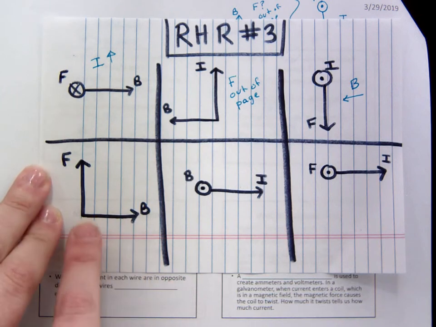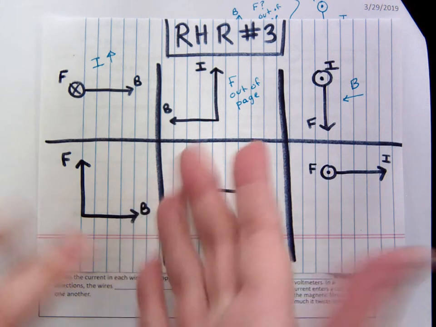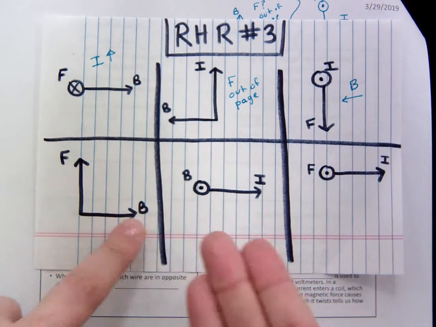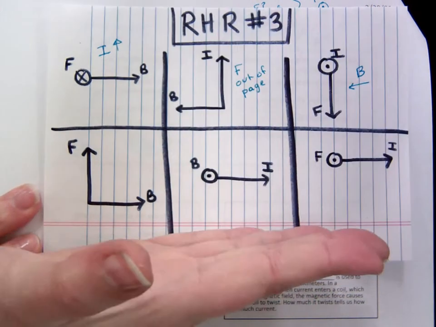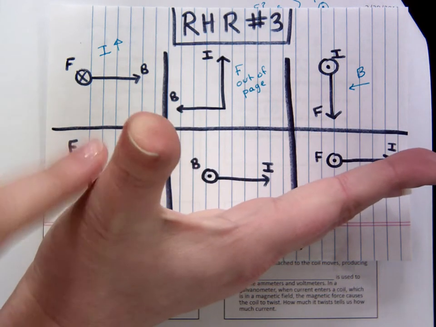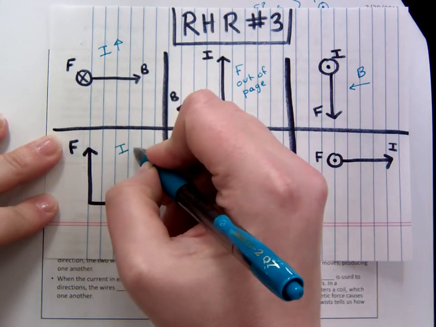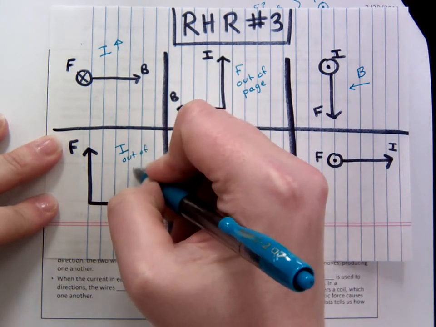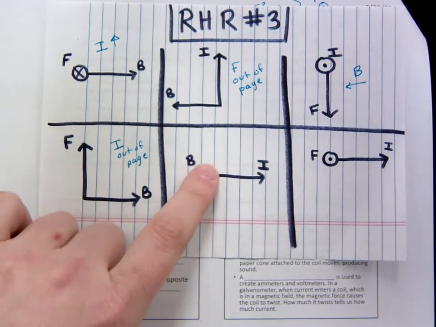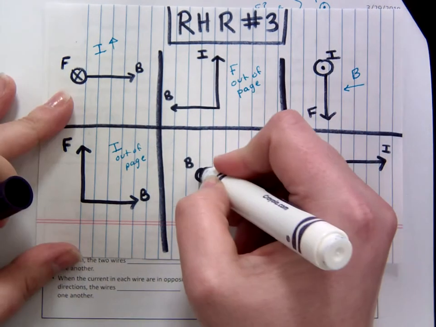Now this one, we have force and magnetic field. Force is your palm, magnetic field is your fingers. So my fingers need to face to the right with my palm facing up. My thumb, which is the current, is pointing out of the page. So your current is out of the page. I think I'm going to change this one. I'm going to change this to an X.